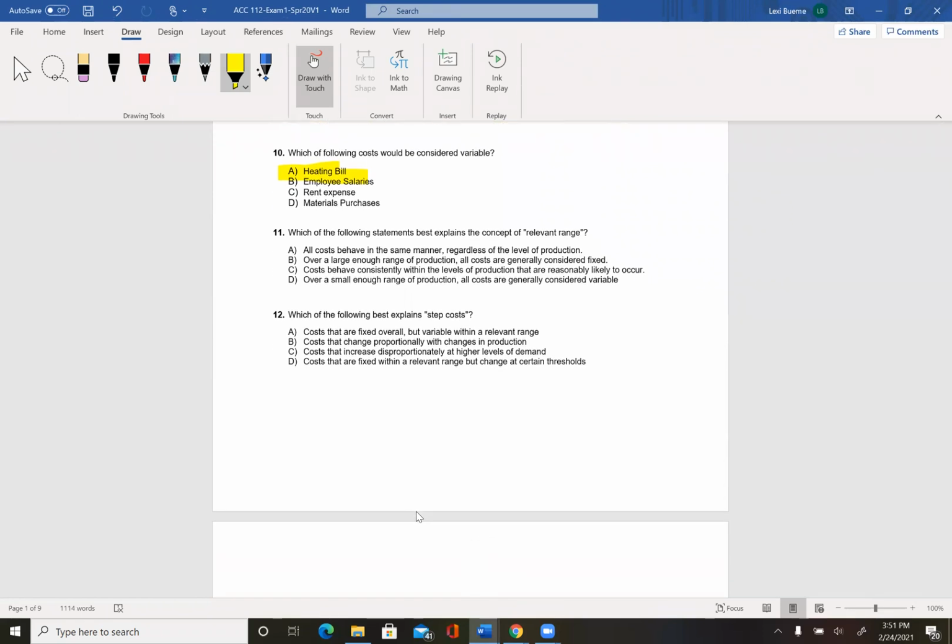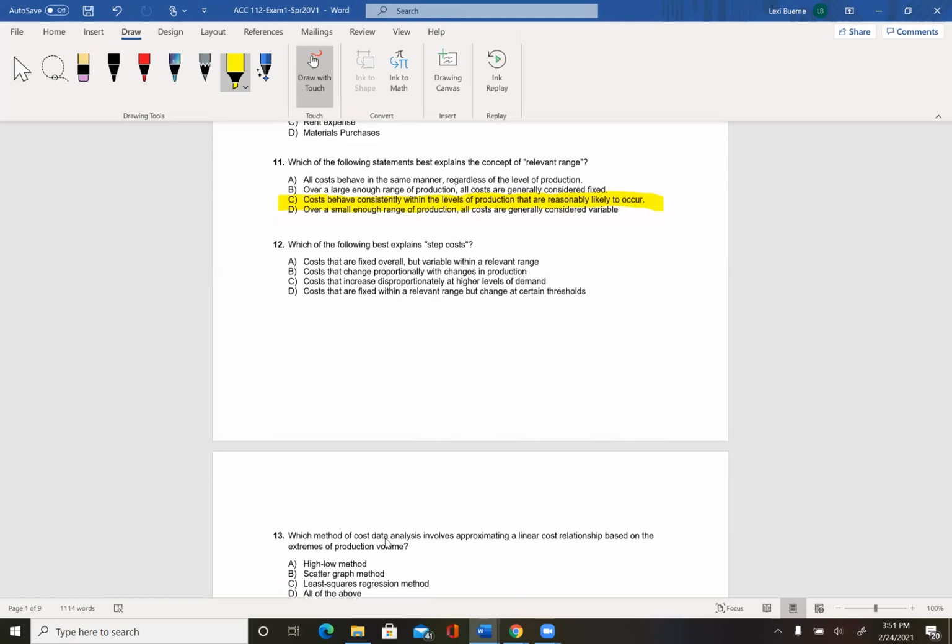Which of the following statements best explains the concept of relevant range? The answer is going to be C. Costs behave consistently within the levels that are reasonably likely to occur. So since they're going to be consistent, that's why it's going to be within that range within the levels.